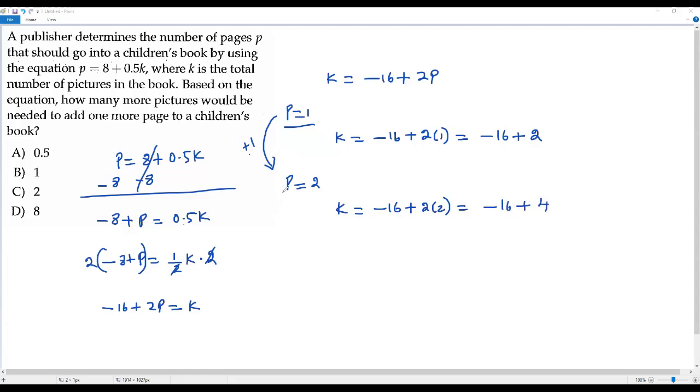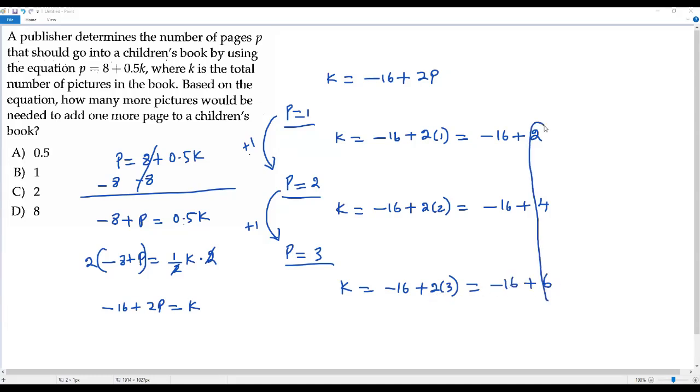Again I increase the number of pages by 1 unit. That is, I increase the value of P from 2 to 3. Then I'm getting K equals -16 + ... So in this equation, I have to plug in 3 for P. Then I'm getting 2 times 3, which is equal to -16 + 6. 2 times 3 is positive 6.